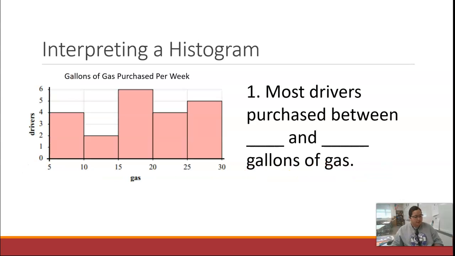All right, so now we're going to answer the interpreting questions that are on the right-hand side of your notes. Looking at our histogram, most drivers purchase between blank and blank gallons of gas. So most is the bar that is the tallest. So we're looking right here. Most of them would buy between 15 and 20 gallons of gas per week.